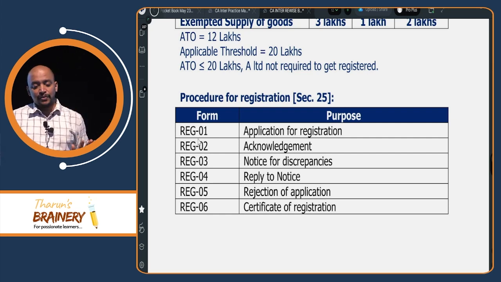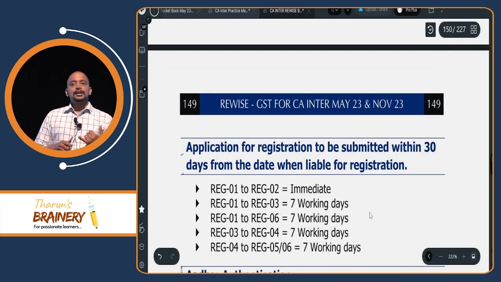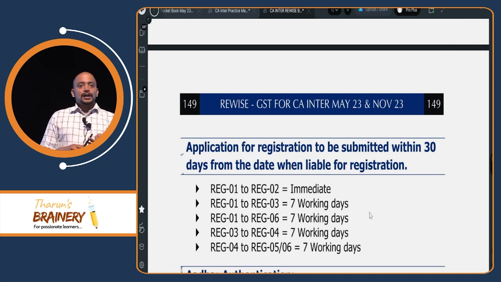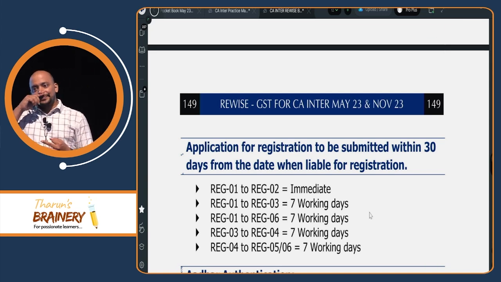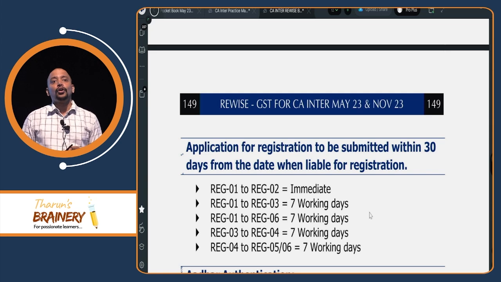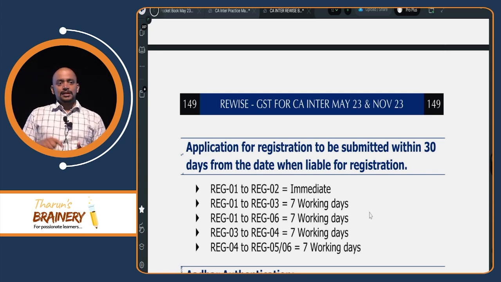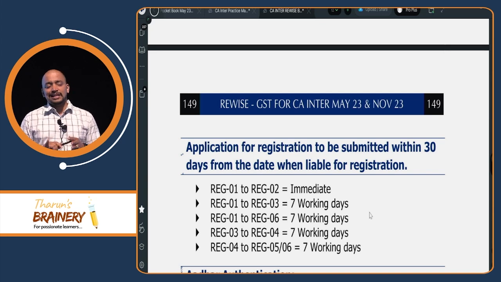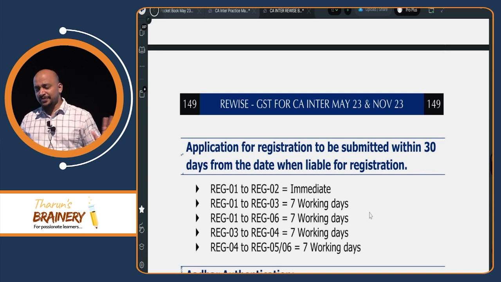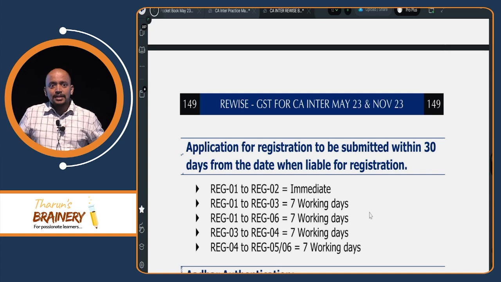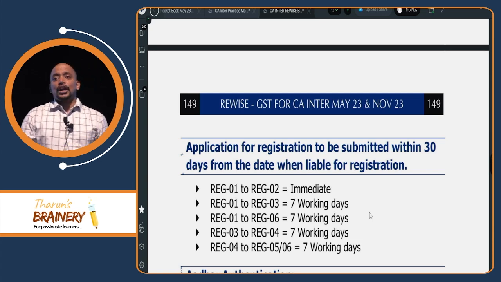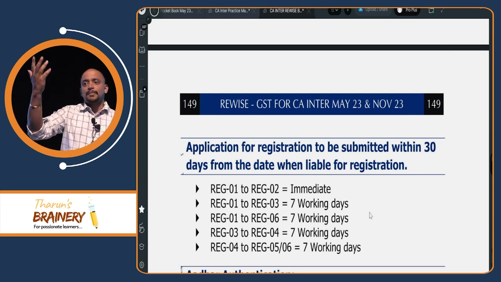Once again, REG1, REG2, acknowledgement. REG3, notice. REG4, reply to notice. Good. REG5, rejection of application. REG6, certificate of registration. In this, all the time limits are 7 working days. That is, what is the time limit within which you will get notice from application?